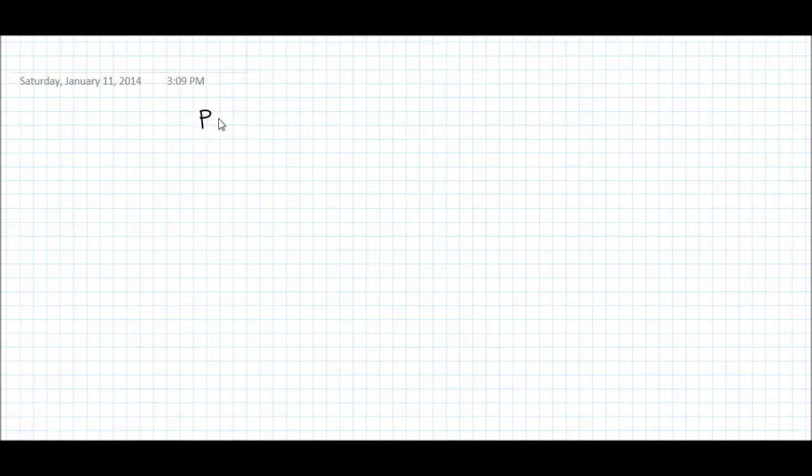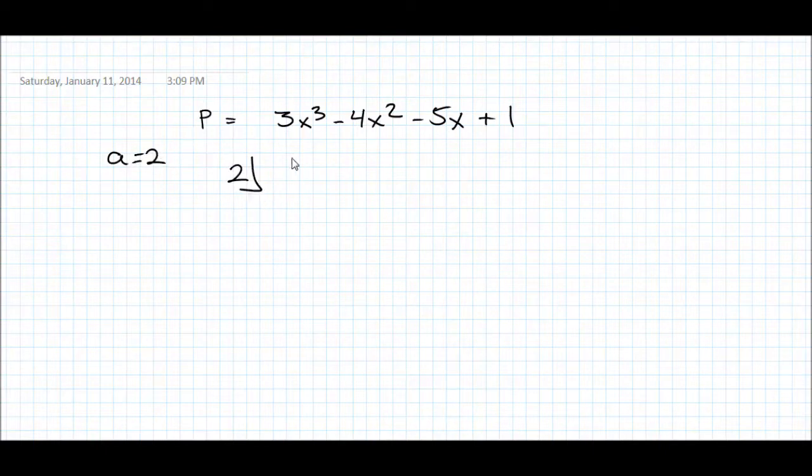We're trying to find the piece of A, and it looks like this. 3x cubed minus 4x squared minus 5x plus 1. It tells us a equals 2, so we'll drop that in the corner. Drop our coefficients, 3, negative 4, negative 5, and 1.